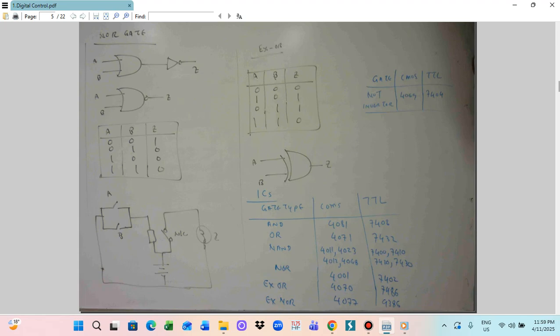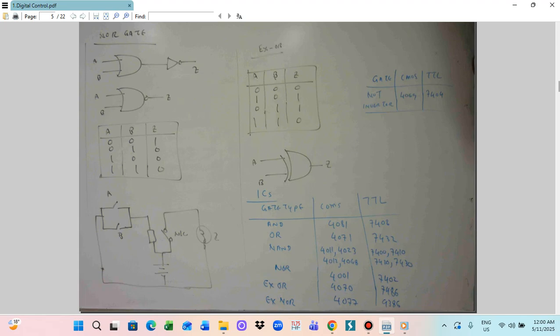So now I give you the list of IC numbers. Firstly, you can choose CMOS or TTL, so this is for the type. We can use CMOS ICs and TTL ICs. For the AND gate, CMOS you can use the 4081, and TTL is 7408. This is for the AND gate. For the OR gate function, CMOS you can use 4071, and TTL you can use 7432.